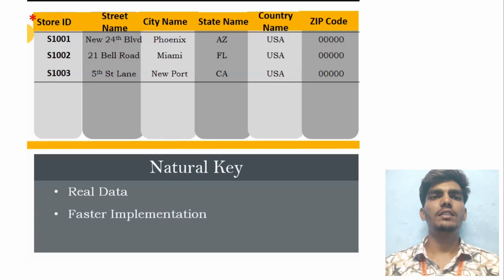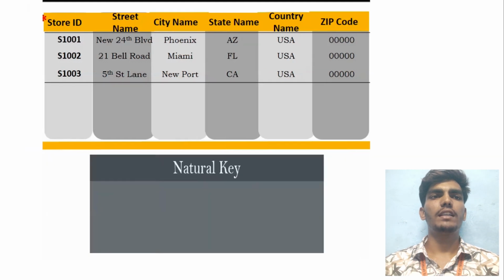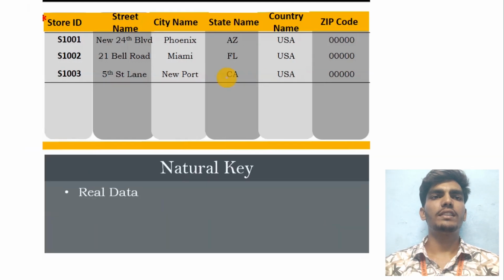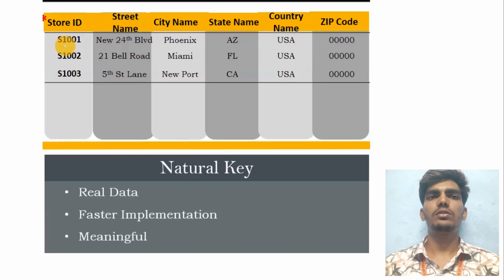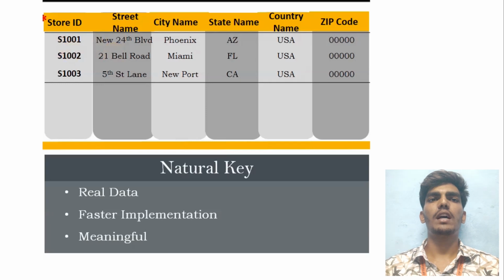Using natural keys has some advantages. First thing, they exist in the real world. There is no need to add artificial schemas. It is a faster implementation. It has a meaning. For example, S1001 is the store 1 ID. S1002 is the store 2 ID. It is easy to verify. Natural keys are best for real world data.